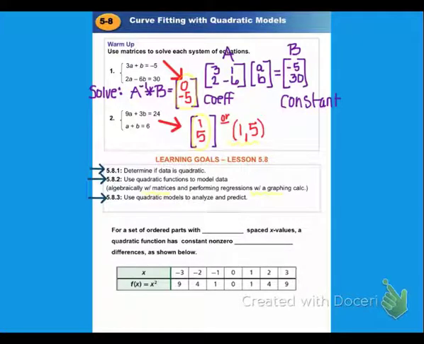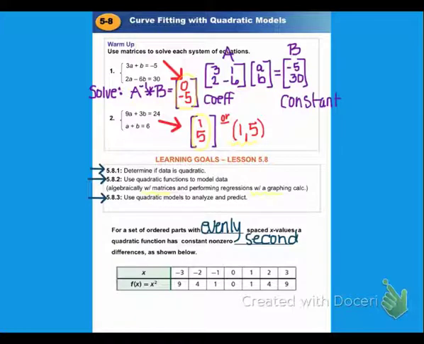So for a set of ordered pairs to be quadratic data, what has to be the case? For a set of ordered pairs with evenly spaced x values, a quadratic function has a constant non-zero second difference. So instead of first differences being the same, now we're going to be looking at the second differences. And we're going to go ahead and take a look at that in the context of this table that's given.